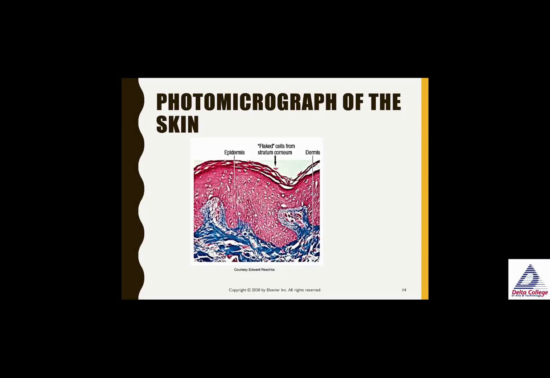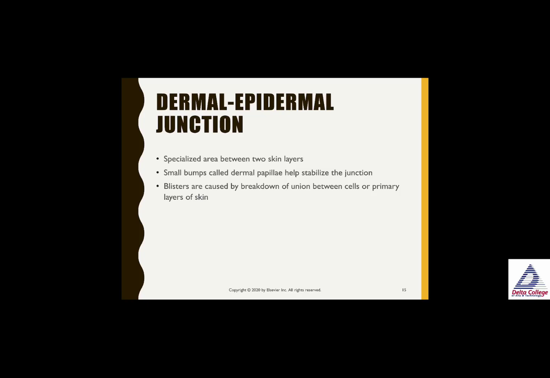Here again, you can see the epidermis. You can see where the flaking scales come from the stratum corneum. Remember, there's keratin in there. And you can see the dermis, which is that deeper tissue layer. Now, going back to the dermal epidermal junction, this is a specialized area between the epidermis on the top and the deeper dermis. It has small bumps called dermal papillae that help stabilize the junction. And blisters are caused by the breakdown of union between cells or primary skin layers, and that's where that takes place.